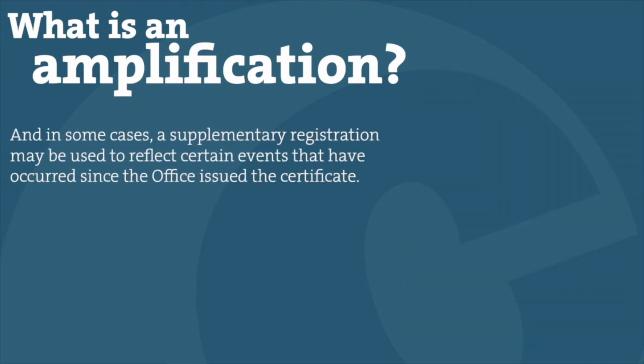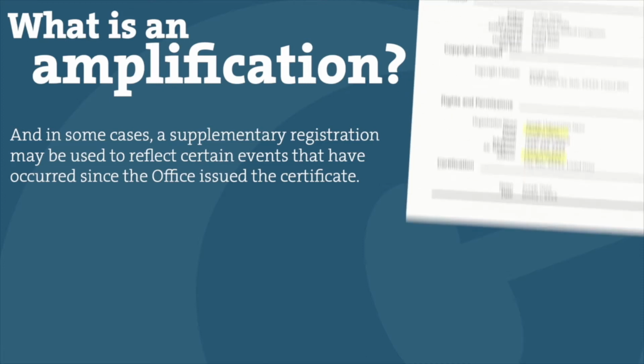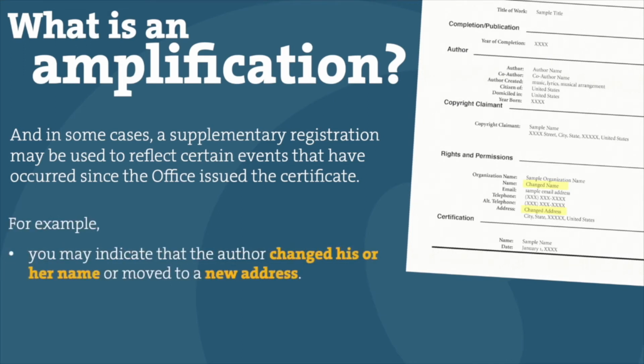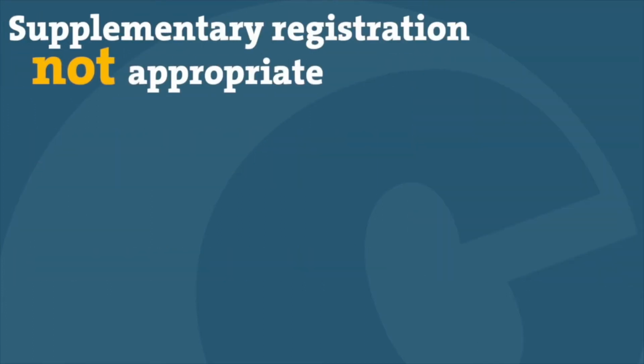And in some cases, a supplementary registration may be used to reflect certain events that have occurred since the office issued the certificate. For example, you may indicate that the author changed his or her name or moved to a new address.